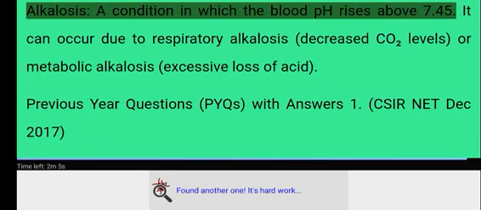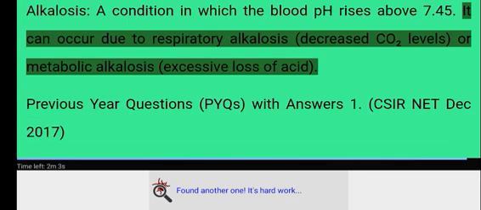Alkalosis is a condition in which the blood pH rises above 7.45. It can occur due to respiratory alkalosis, decreased CO2 levels, or metabolic alkalosis, excessive loss of acid.